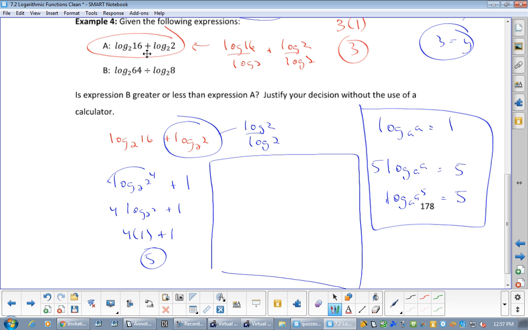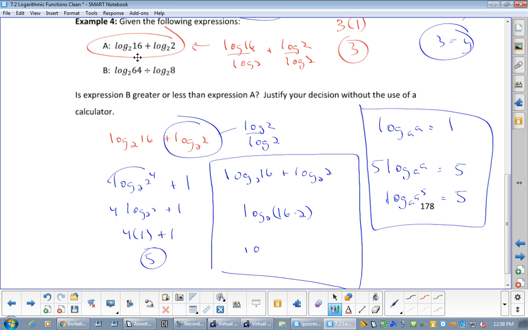Whenever you have two logs of the same base and you're adding them, you can multiply the insides. So if you had log 2 of 16 plus log 2 of 2, this is the same thing as log 2 of 16 times 2. So if you're adding, and they are the same base, you can multiply.